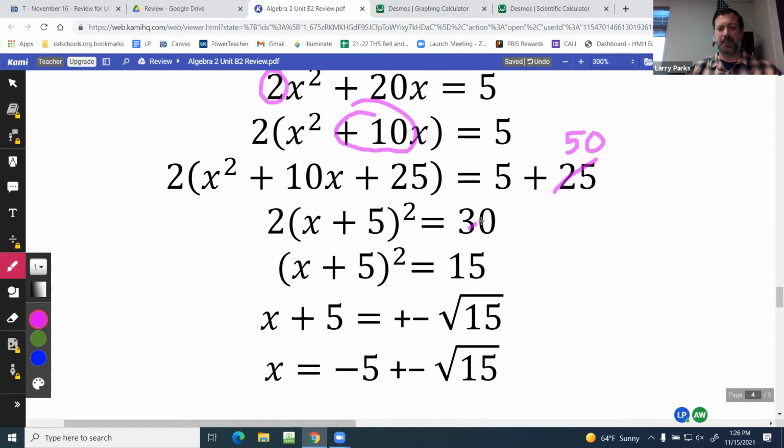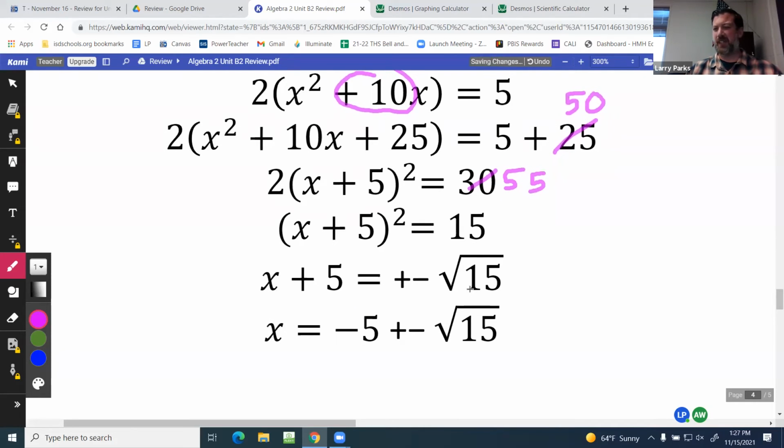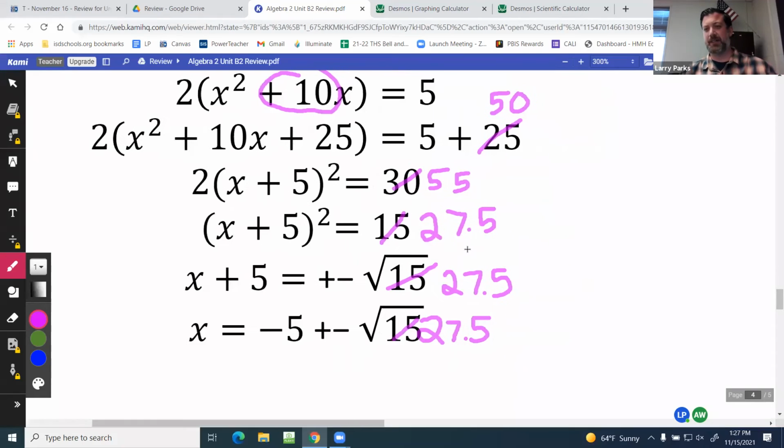So that'd be 5 plus 50. That should be 55. And then you divide by 2. 55 divided by 2 is 27.5. So then both this and this should be 27.5. The square root of 27.5. So I fixed the error, and that would spit out the right answer.